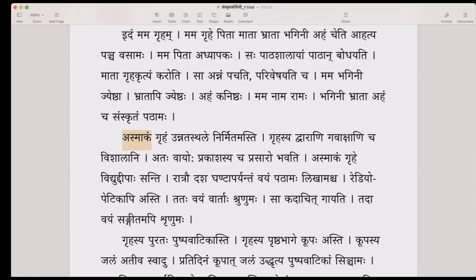Grihasya dwarani gavakshani cha vishalani. Grihasya means of the house, the doors of the house. Dwarani, doors of the house. Gavakshani, windows. Gavakshani cha, and windows. Vishalani, are very big.